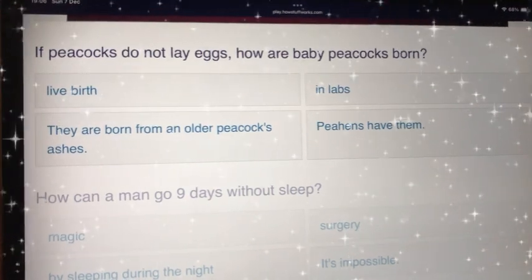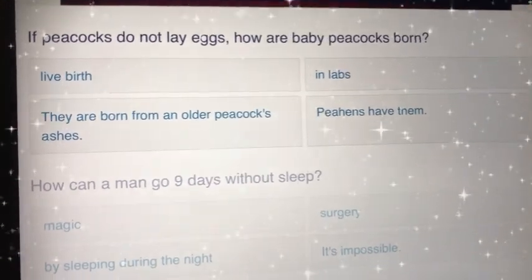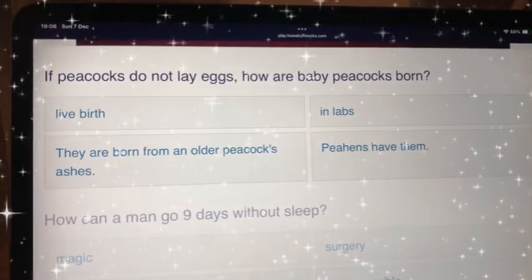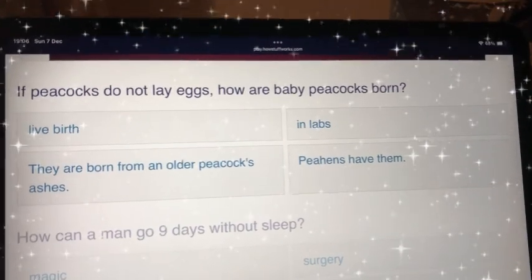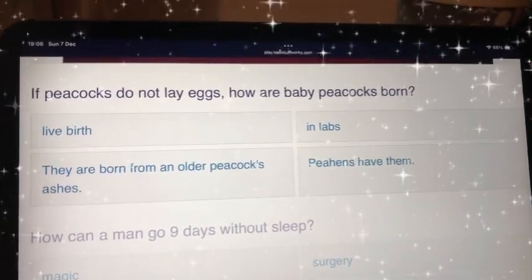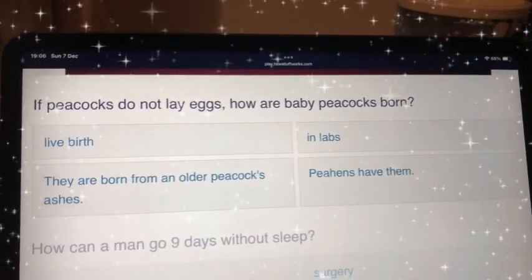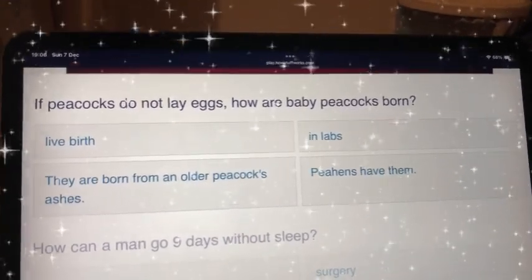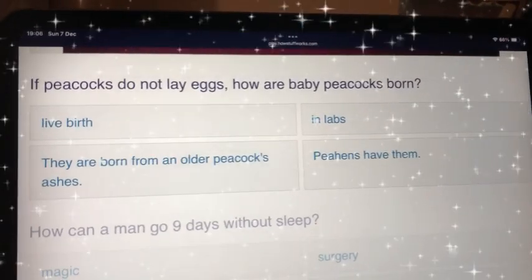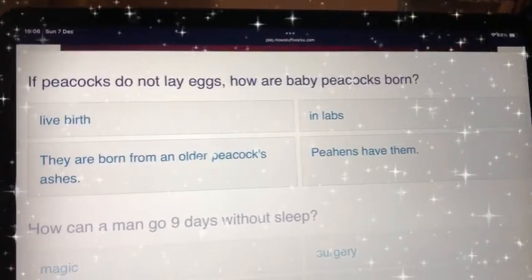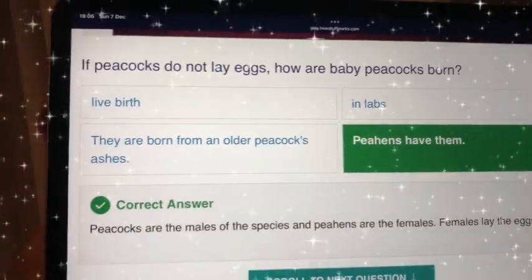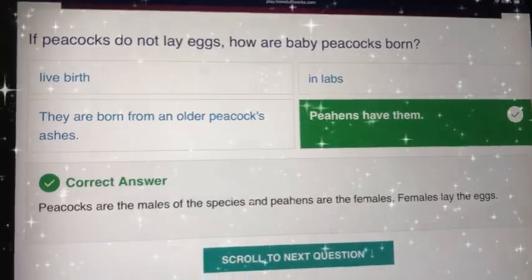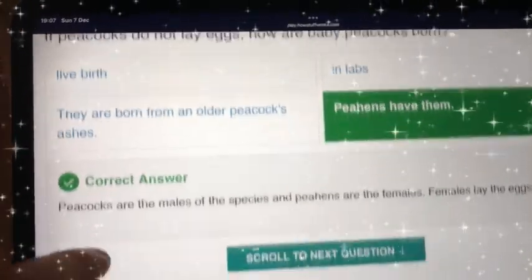If peacocks do not lay eggs, how are baby peacocks born? Is it live birth, in labs? They are both from an older peacock's ashes. Peahens have them. Right, the clue's in the question straight away. Peacock is the male. A peahen is the female, and that's the answer without a shadow of doubt. So that one there is the answer. Hope you all got that at home. How you doing? Good so far? Let's continue. Right, we'll have a look at the next one.